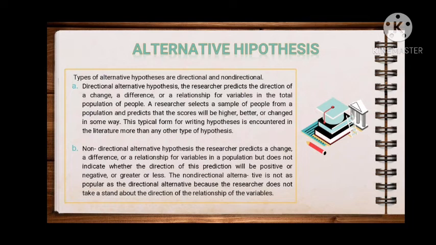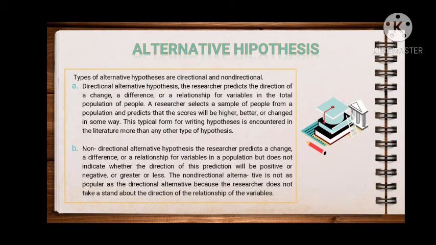The second type, the non-directional alternative hypothesis. The researcher predicts a change, a difference, or a relationship for a variable in the population, but doesn't indicate whether the direction of this prediction will be positive or negative, or greater or less. The non-directional alternative is not as popular as the directional alternative because the researcher does not take a stand about the direction of the relationship of the variable.